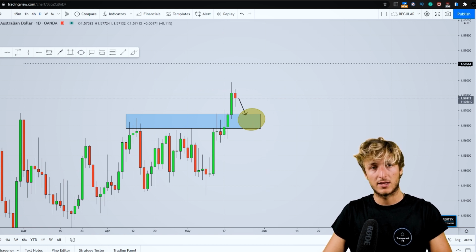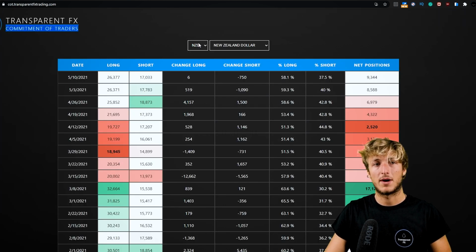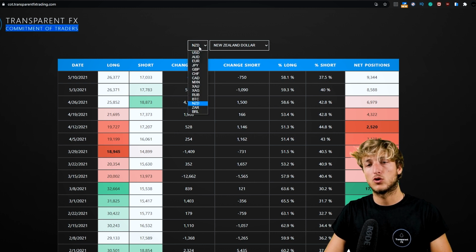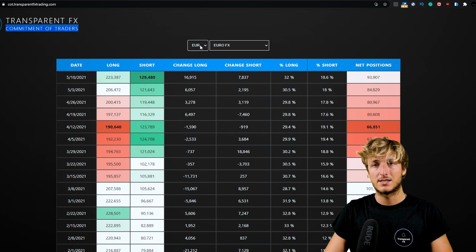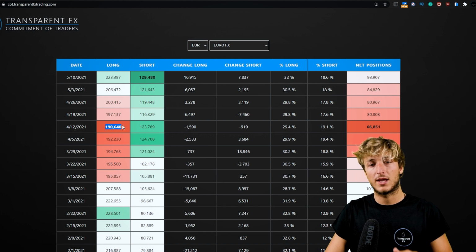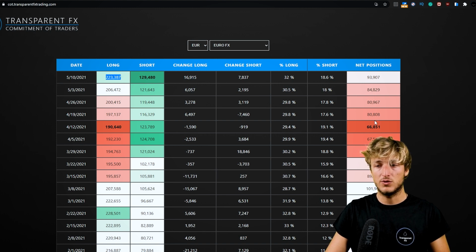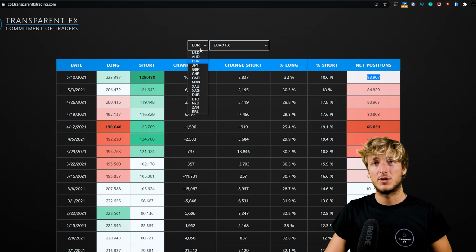But before I show you that, let's first go and see what we have from a COT perspective, which is the commitment of traders. So basically what hedge funds are doing in the market. Let's start from the euro. Now on the euro, what we can see is that lately long positions have been increasing from an institutional perspective. In fact, we went from having 190k long positions all the way up to having 223k long positions, with the net positions increasing from 66k to 93.9k. So the euro has been getting stronger from an institutional perspective.